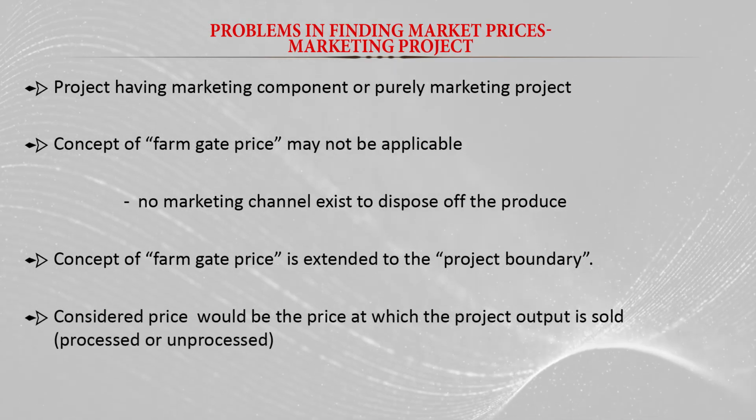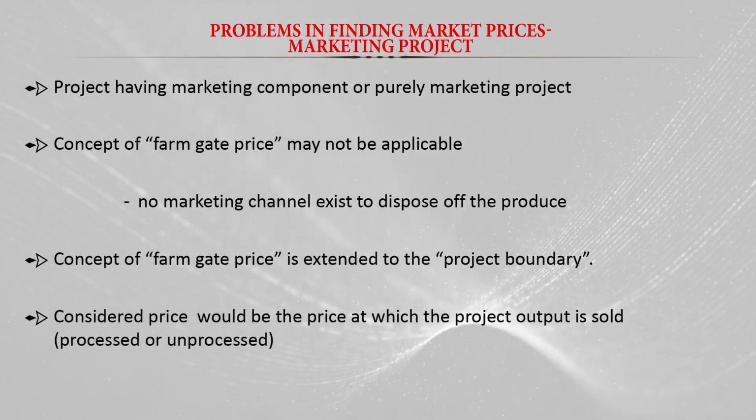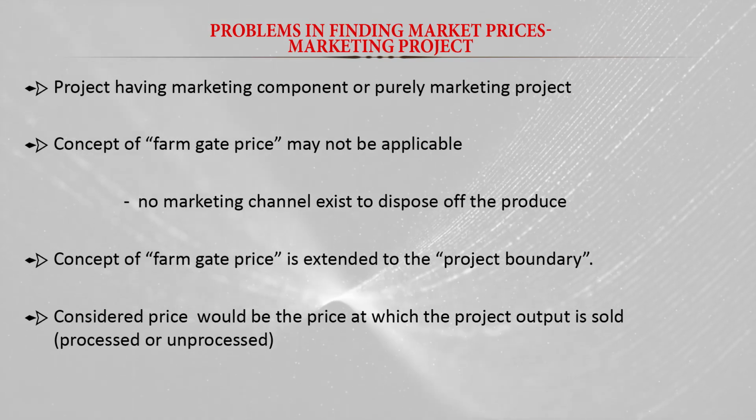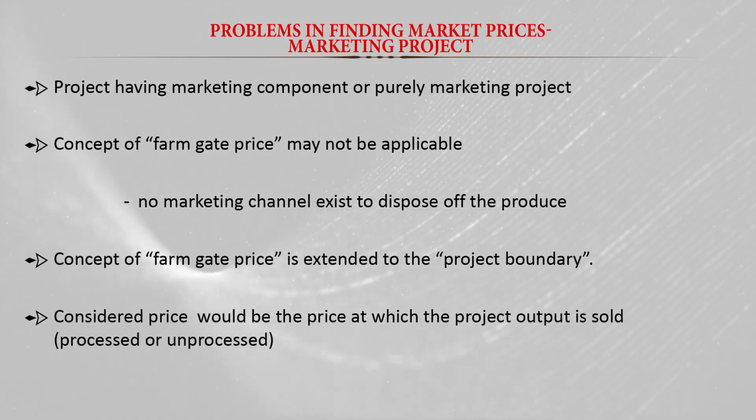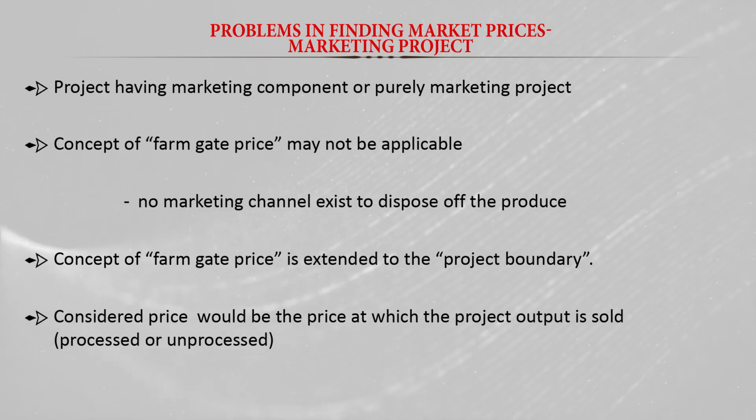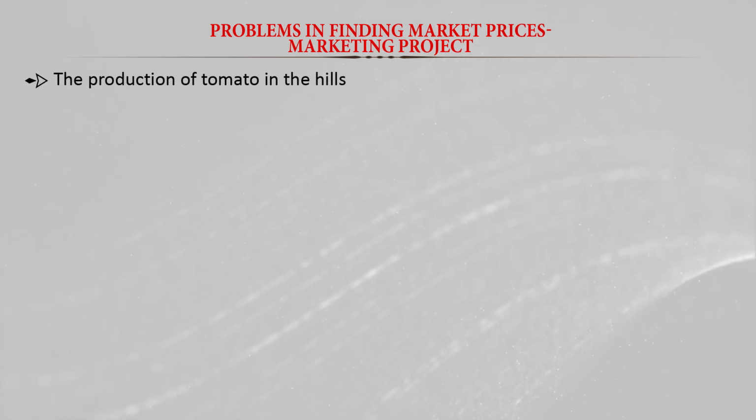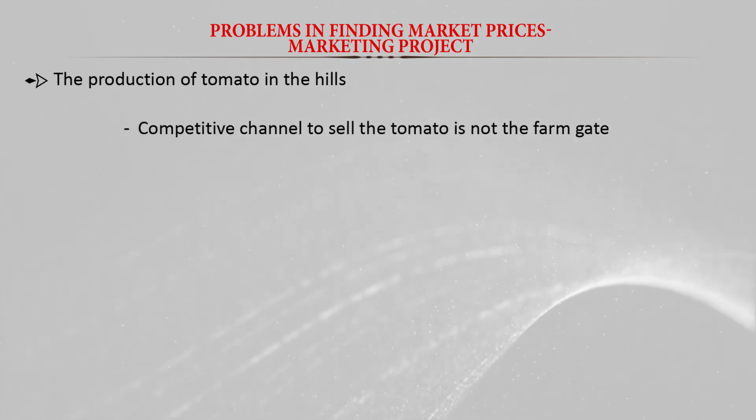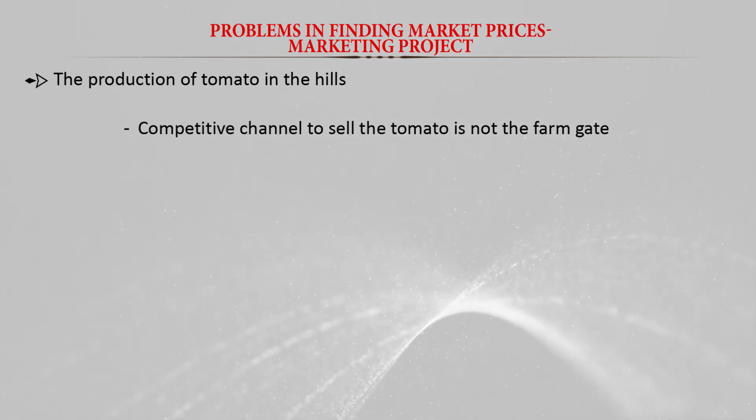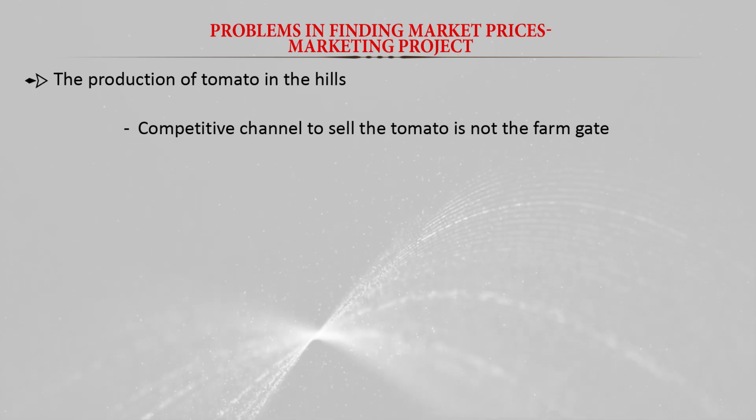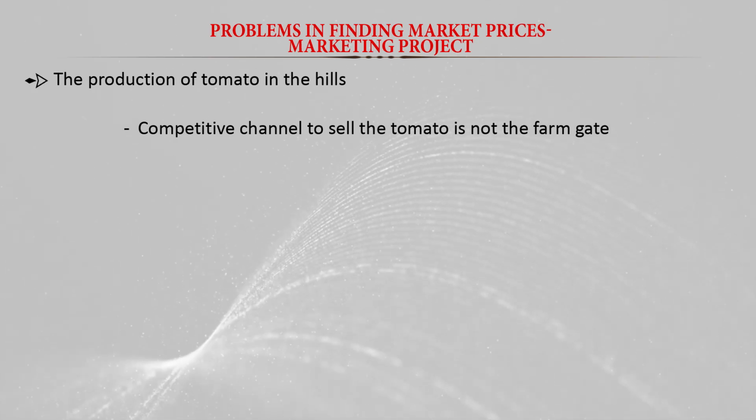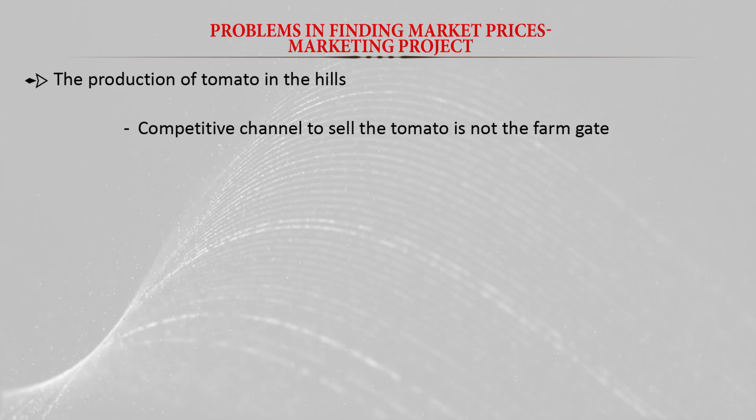Here we should consider the prices at which the output is sold, maybe the processed output, maybe the unprocessed output. Like we have the example of the production of tomato in hills. There are no competitive channels available in the hill area to sell the tomato, and there are no farm gate prices available in the hill area.